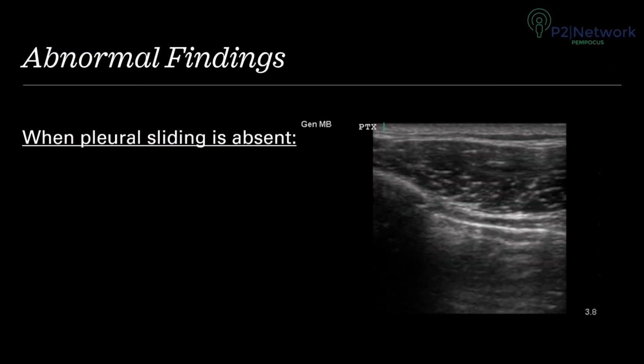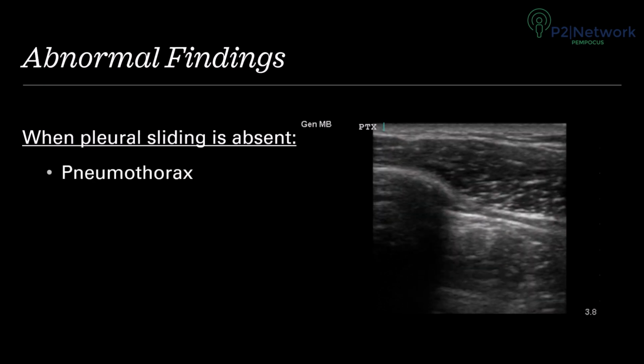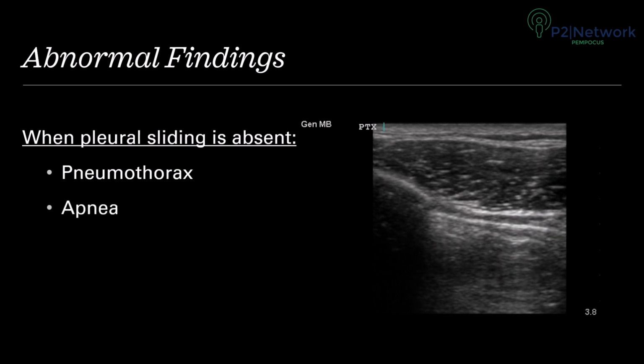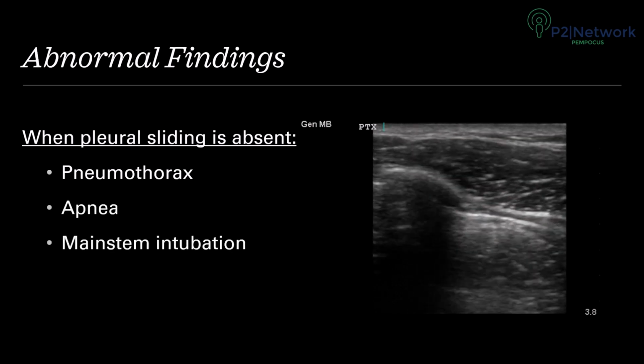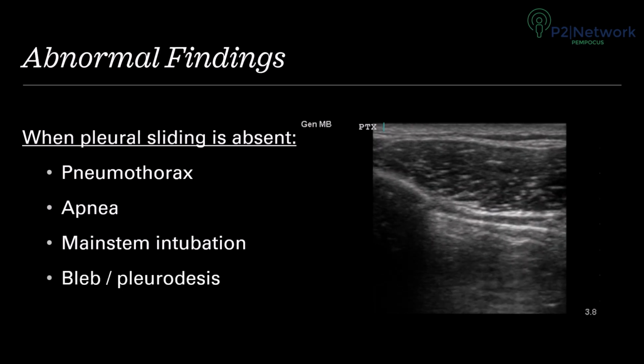Lack of pleural sliding in the right context should be concerning for pneumothorax, but can also represent apnea if there is no lung movement on that side, or can represent a bleb in the right type of patient.